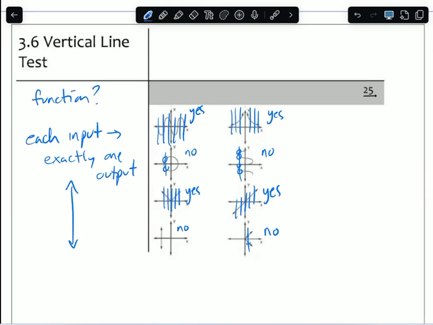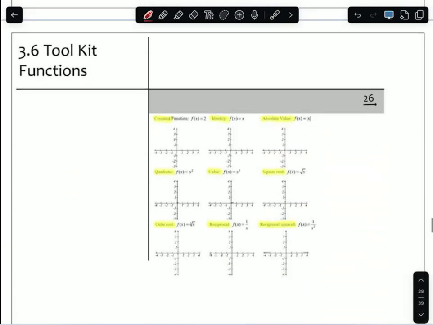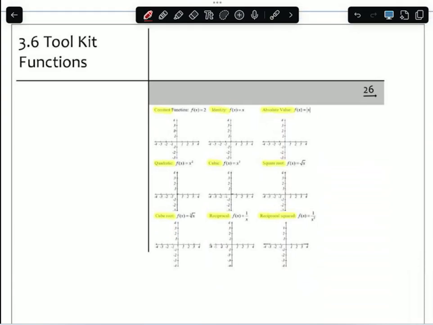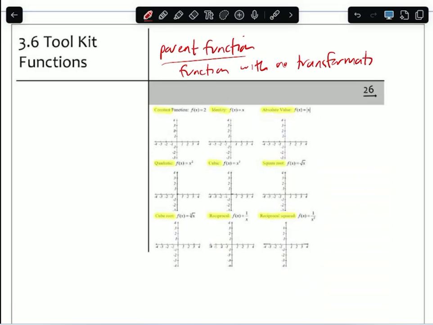So if you're being asked to identify functions, that's an easy way to do it visually. And there are some specific functions called toolkit functions. We'll also kind of refer to them sometimes as parent functions that are just the most basic form of a function with no transformations. And so this is something that you should recognize the forms for.